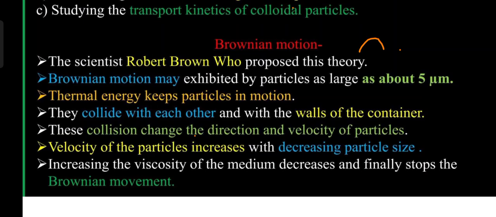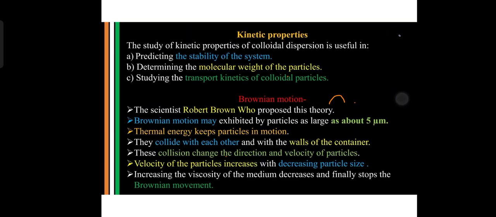Increasing the viscosity of the medium decreases and finally stops the Brownian movement. So if we increase the viscosity of that particular colloidal dispersion medium, the Brownian movement can decrease, or finally it can stop also. So that is all about the Brownian motion.